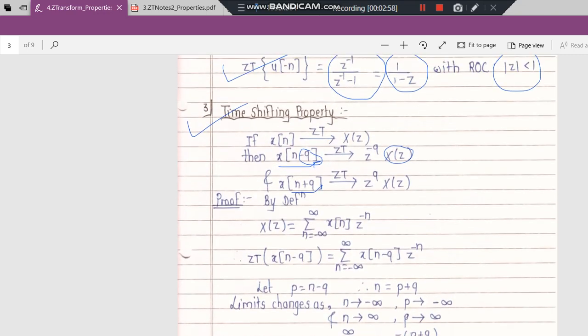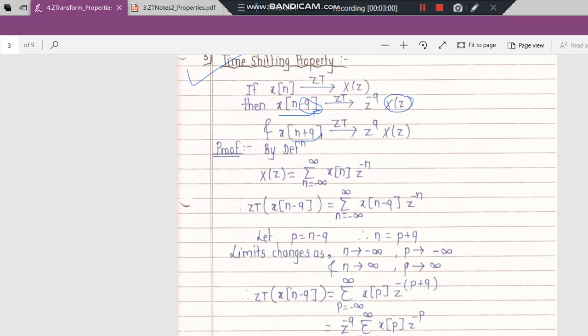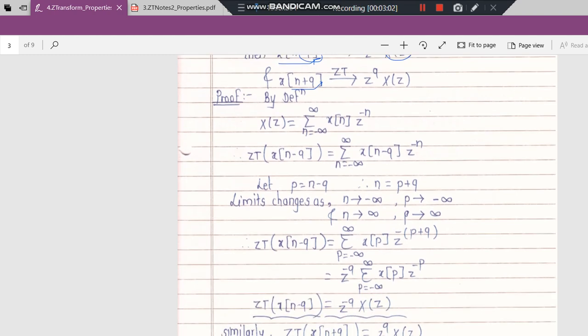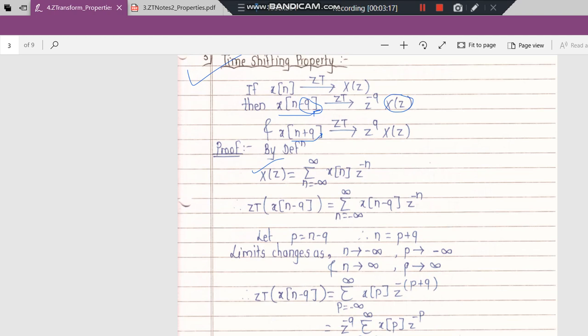So how can we prove this property? The proof is similar to what we have proved earlier, we just have to use some substitution. This is the definition of X of z. For the original signal x of n, its Z transform is given by this equation. Now let us take the time shifted signal, which is x of n minus q. In place of x of n, we will have x of n minus q.